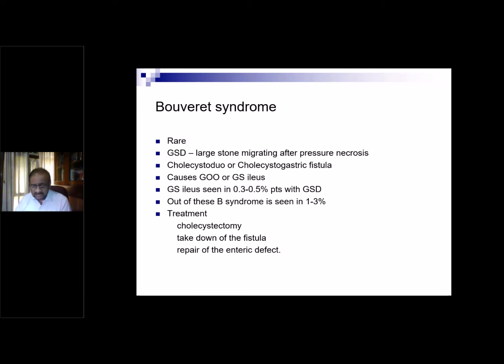Treatment again is simple, cholecystectomy, take down the fistula and repair the enteric defect, probably much easier than doing a repair of the biliary system. So if you have to have a choice between choledocal and cholenteric, I would select a cholenteric. Why? Because dealing with a cholenteric fistula is a much more easy proposition as compared to dealing with a choledocal fistula. Is that clear? Right.